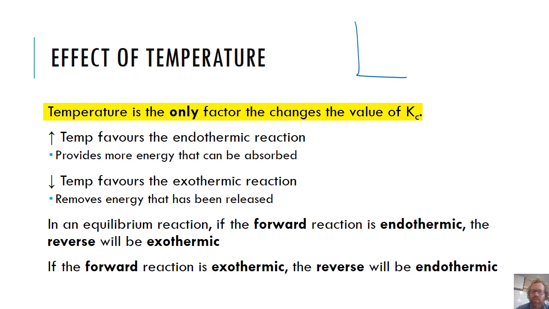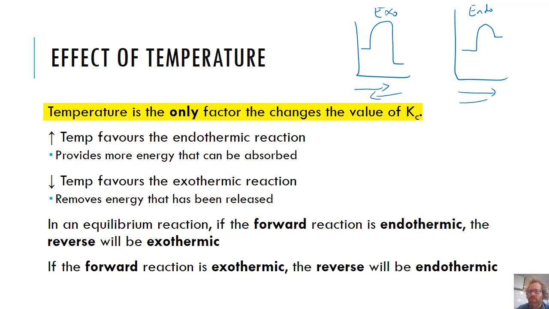So if we do our little scales here, we've got this one here as being exo, and this one here is being endo. Now, if it's a reversible reaction, going this way is exo, but if I go back that way, it's endo. Likewise, if this way is endo, the reverse is exo. So we've got to bear that in mind, that'll be helpful.